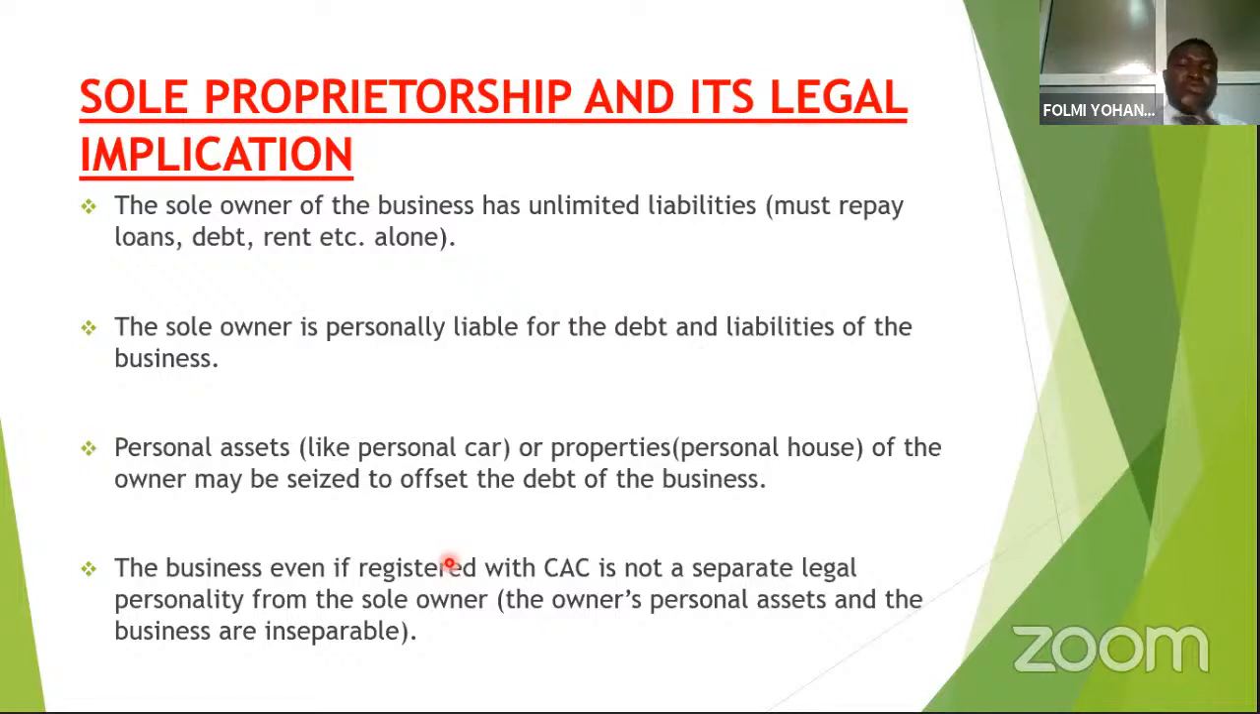He borrows money from the bank in his name, Mr. Johnson. He cannot borrow money in the name of Johnson Business Venture because he's running it as a sole proprietor. And even when such a sole proprietorship is registered with CAC, it does not change anything. That sole proprietor is still a sole proprietor and his liabilities are personal. So, what are the legal implications of running a sole proprietorship?